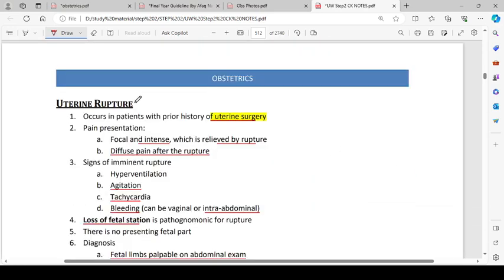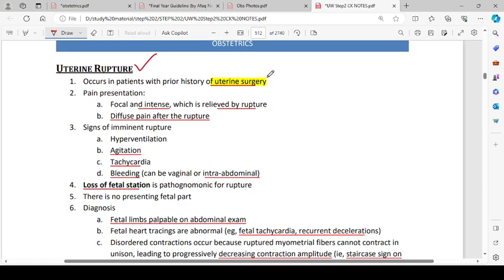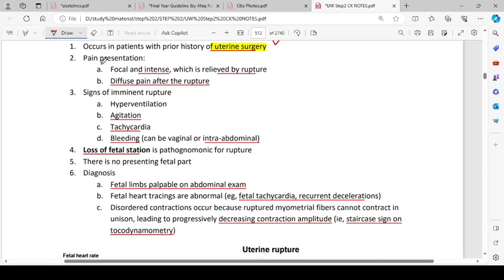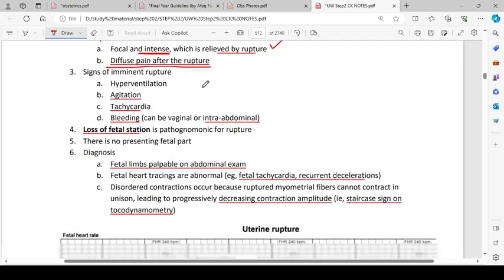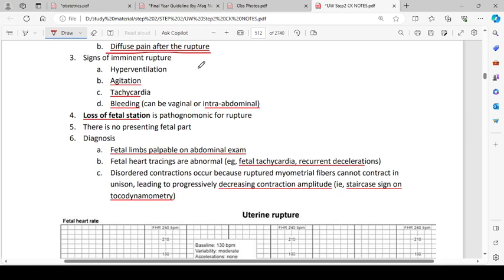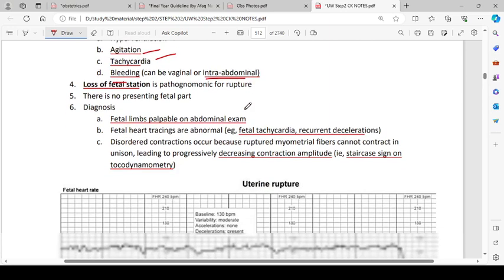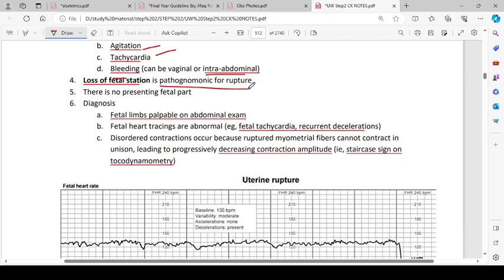So uterine rupture occurs in the patient with a prior history of uterine surgery. Pain presentation is focal and intense, which is relieved by rupture. Diffuse pain after the rupture. Signs of imminent rupture are hyperventilation, agitation, tachycardia. Bleeding can be vaginal or intra-abdominal. Loss of fetal sensation is pathognomonic for the rupture.